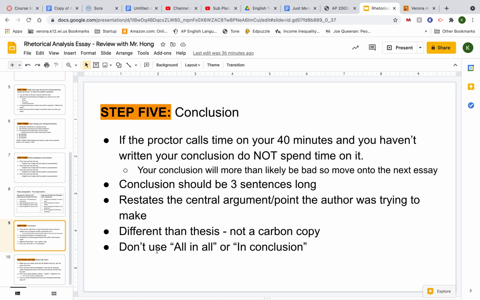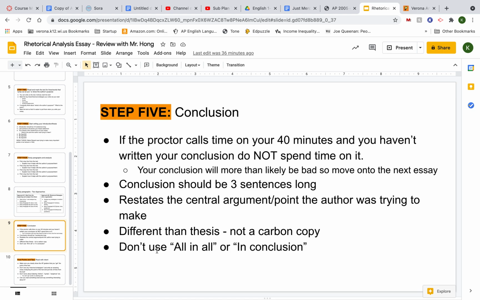You want to restate the central argument or point that the author is trying to make. I don't want you to have a carbon copy of your thesis. It'll be similar, but slightly different. And please don't use all in all as a transitional word or in conclusion. Just start writing.